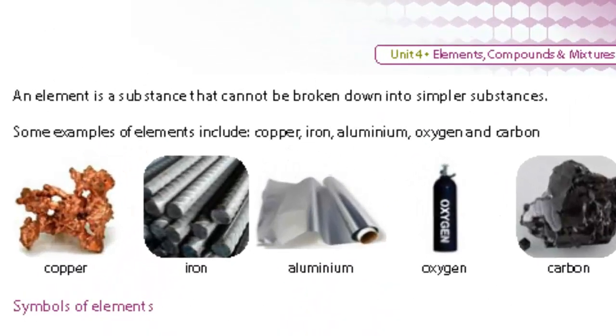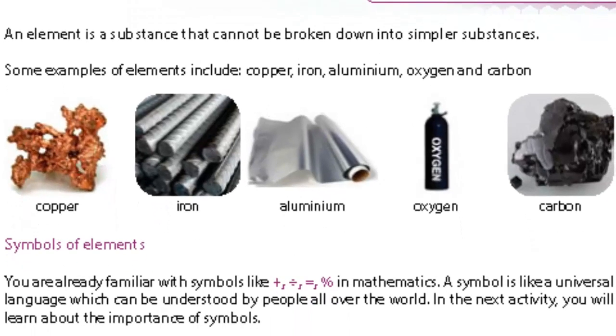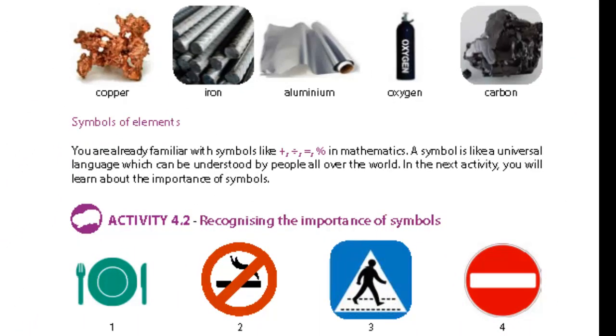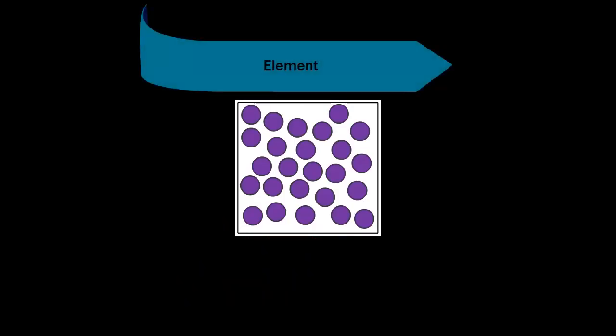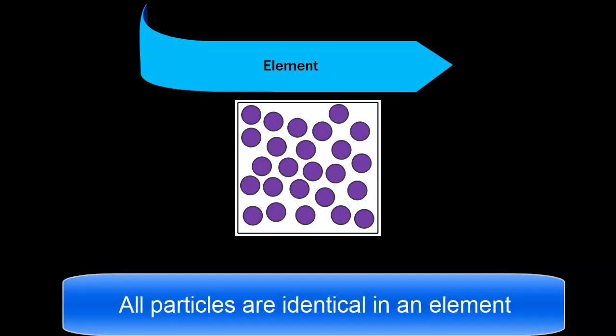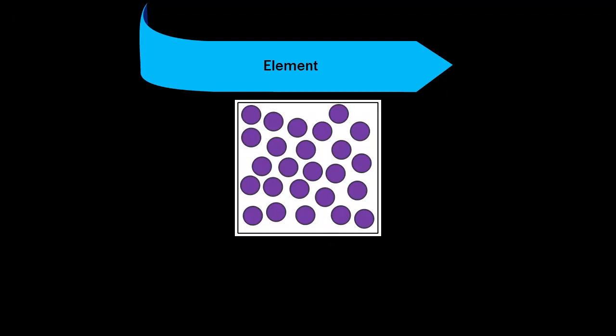Now let us look closely at elements. An element is a substance that cannot be broken down into simpler substances. Examples of elements are copper, iron, aluminum, oxygen, and carbon. Now, all elements can be represented by a symbol, just like we have symbols in our immediate environment. To recapitulate, elements are substances that contain identical particles as shown in the diagram.